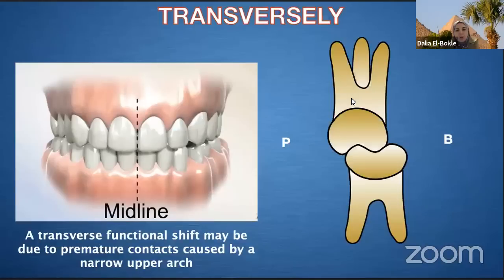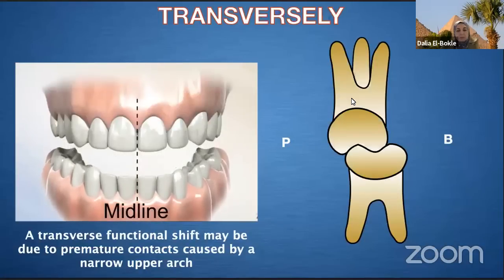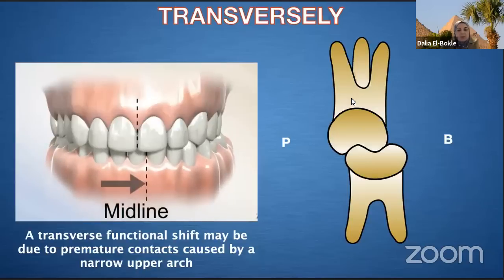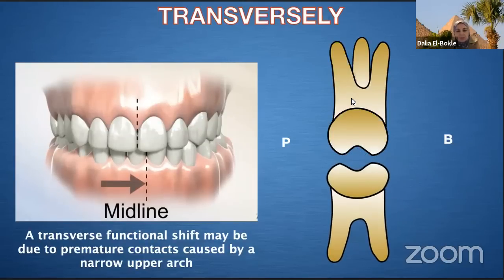Now, I will show you how we can use the disarticulation in order to correct functional shift in the transverse direction. As you all know, a transverse functional shift may be due to premature contacts caused by a narrow upper arch. In this case, we can treat the condition by expanding the upper arch. So here you can see the narrow upper arch is causing a premature contact that makes the patient shift the mandible to the side. So how can we use the disarticulation to help us in that regard?